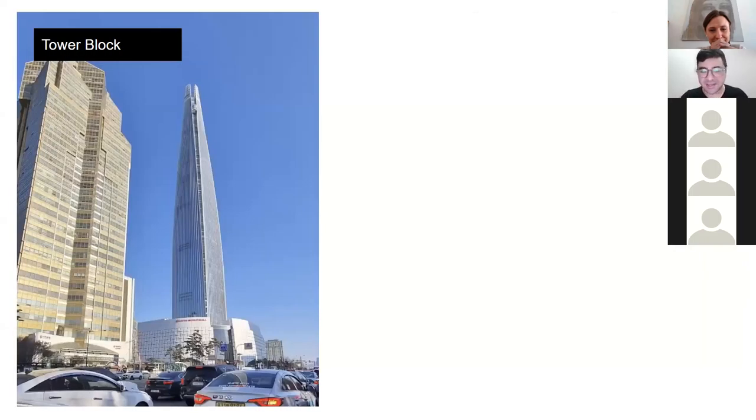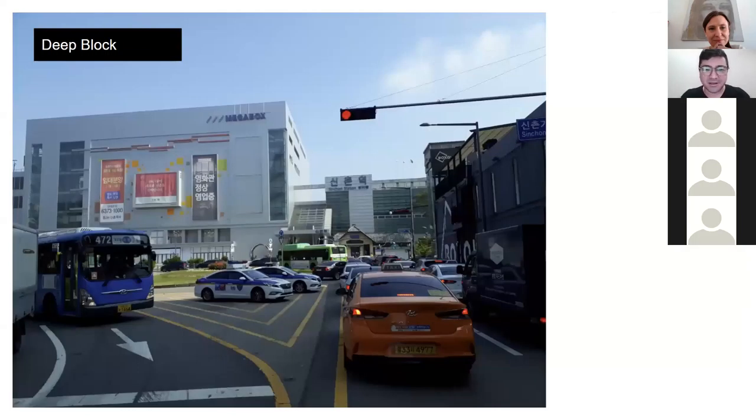The tower block there, again, there's not much street life around a super tall tower. It all happens inside. More of these deep blocks. This is what you see. You just see a giant shell, right, take over the entire block.